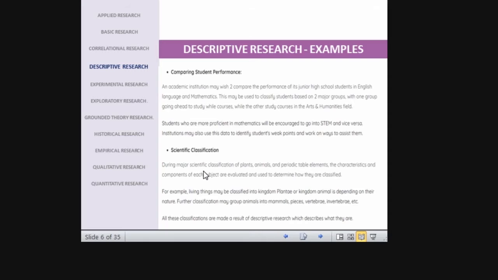Similarly, you see scientific classification, where living things may be classified into kingdoms: plants, animals, and human beings. All are living things, right? They can be classified according to their nature. All these classifications are made as a result of descriptive research, so they are describing what they are. We are a classification of living being, but we come under the description of human being. Similarly, dogs are a classification of living thing. They come under the animal kingdom.